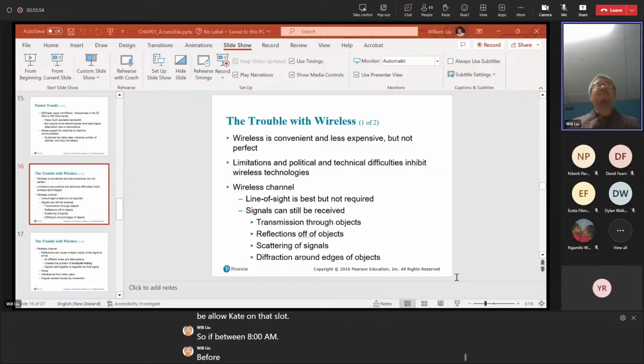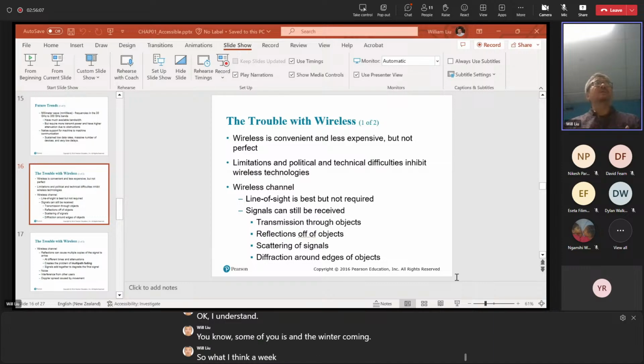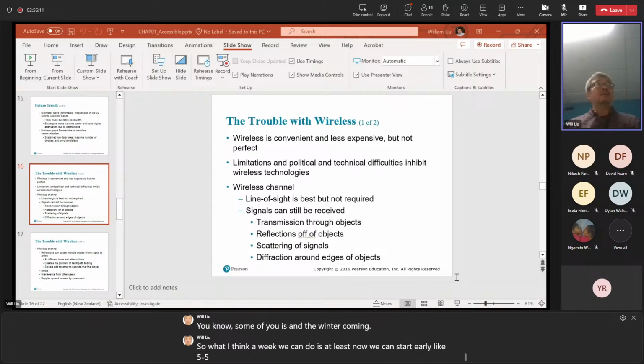Before 9 p.m., this is actually reasonable. But for our class, I see it's a little bit late. I understand some of you have concerns, and winter is coming. So what I think we can do is at least start early, like 5:30, right?